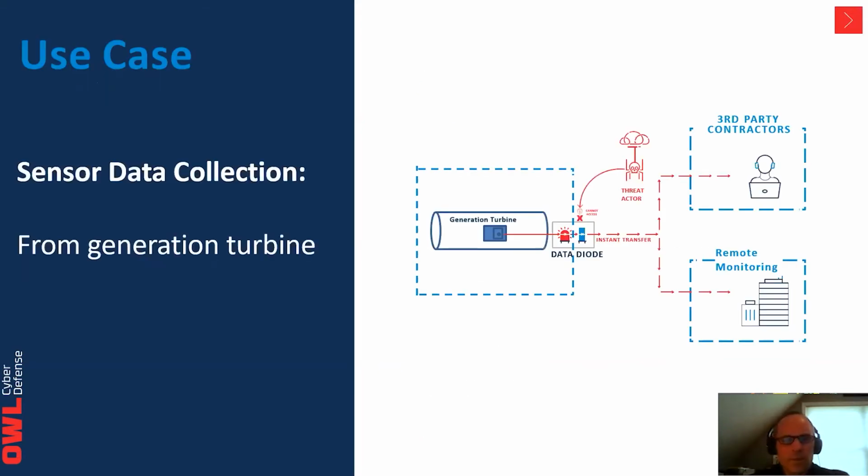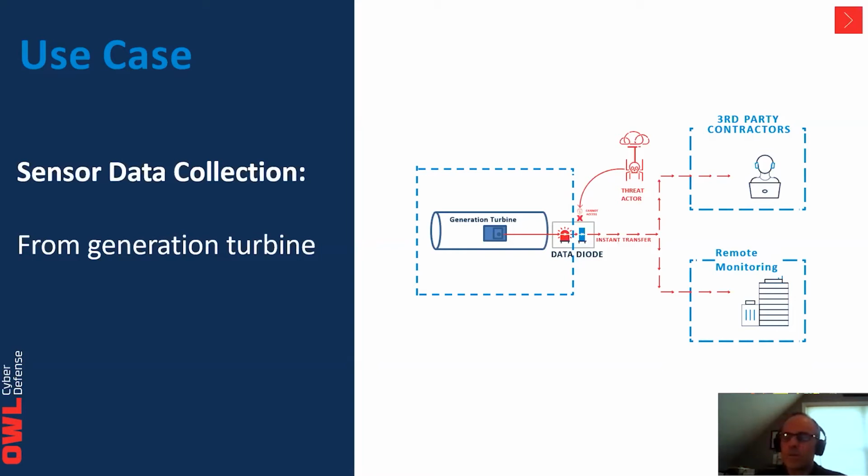So we'll take a quick look at the first one here. You'll see it's going to be very similar. There's not a ton of difference between the use cases, because in all cases you're moving data from one area to another area, and it really comes down to the type of data that you're moving and who the recipients of that data are. So in this case, we've got a turbine generating electricity.